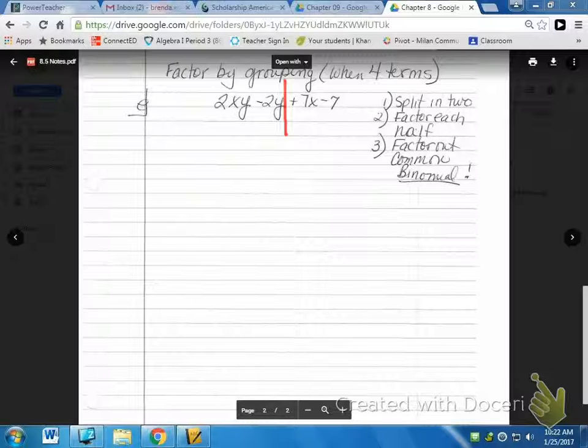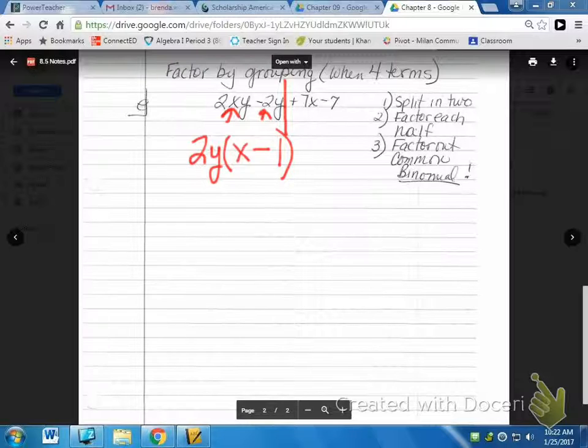Now on the left, 2xy minus 2y. What in the world can come out of there? 2y. So I'm taking out 2y. Now, if I take 2y out of that first term, what's left? X. Minus, I take 2y out of 2y, what's left? Minus 1. Okay, so that one's done.